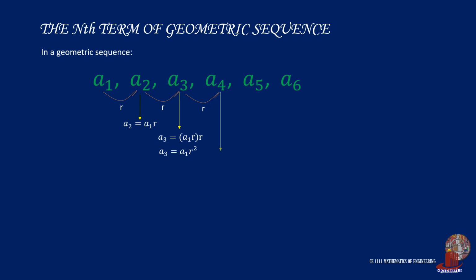Using the same procedure, a sub 4 is then computed as a sub 3 times r, simplified as a sub 1 times r squared times r, making it a sub 1 r cubed. By having all formulas, notice that the explicit formula for geometric sequence is a sub n is equal to a sub 1 multiplied by the common ratio r raised to n minus 1.